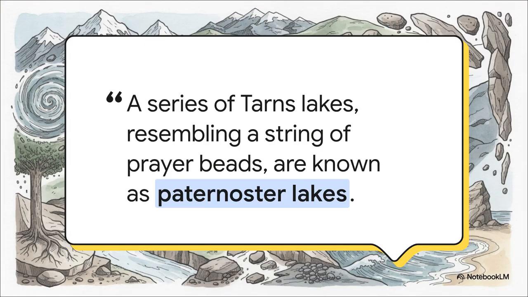Glaciers also leave behind some pretty incredible bodies of water. When an armchair-shaped hollow, originally carved out by a glacier, eventually fills with water, it's called a tarn. But check out this wonderful description from our source material. When multiple tarn lakes are carved out sequentially, straight down a glacial valley, they look exactly like a string of prayer beads, which is why they are beautifully named Paternoster lakes. It's just such a great visual metaphor, makes the whole concept super easy to remember.